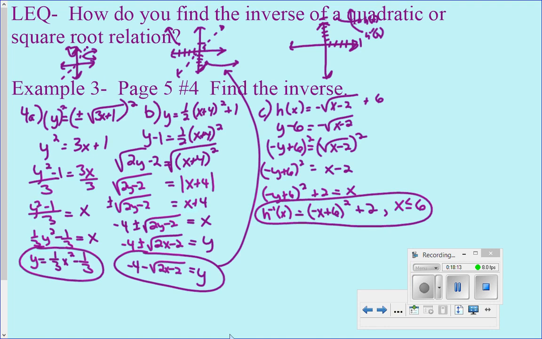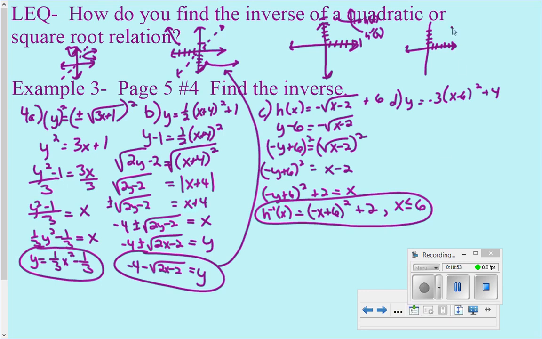Last one, part D. So we have y equals negative 3 times the quantity x minus 6 squared plus 4. We're going to start with a sketch. So we can see that this equation is going to be a parabola, a full parabola. So let me go ahead and sketch that. And I know that 6, 4 is going to be the vertex, and it's an upside down parabola.